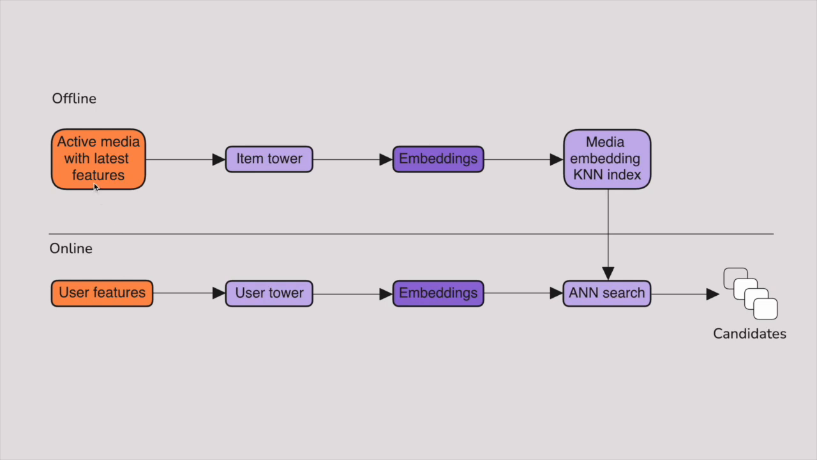First, at the top, you can see offline, we have all the media that we have in our system. It is called an item tower or video tower, right? This is where all that content gets embedded and stored separately in some media encoding index that probably uses a k-nearest neighbor algorithm to retrieve it from there.